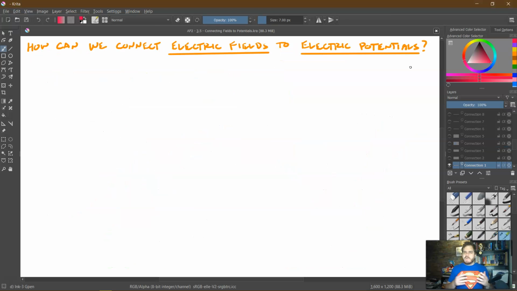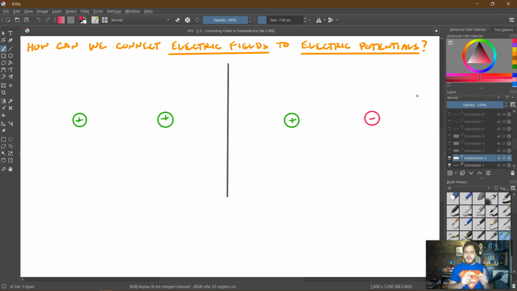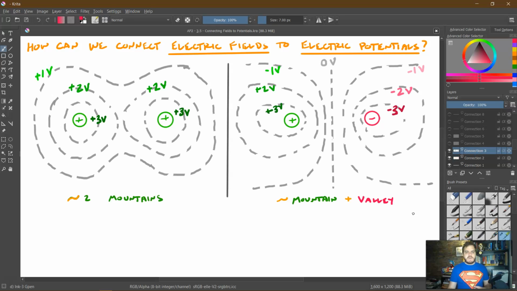So how can we more formally connect electric fields to electric potentials? And right now we're really focused on the directions of the lines and the directions that these are going to go. So let me go ahead and bring up two situations here. One is going to be two positive charges, so two like charges, and the other one's going to be a dipole, so a positive and a negative charge, two unlike charges. And let's go ahead and draw the equipotentials around these.